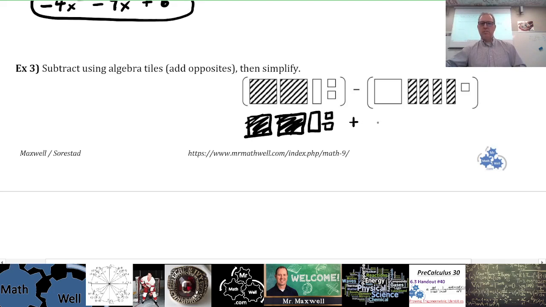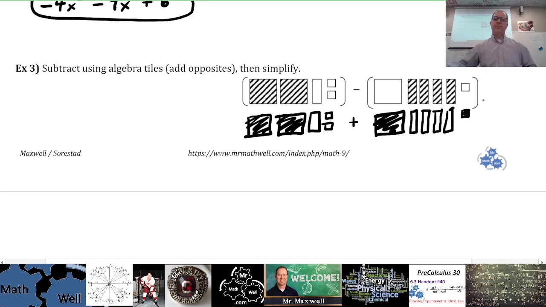And I'm going to change this to a plus, and I'm going to add a negative x squared tile. I'm going to add a positive x, and a positive x, a positive x, and a positive x, and then a negative one unit tile. So when I collect these, the x squared terms, I have 3 negatives, so I have negative 3x squared. I have 1, 2, 3, 4, 5 x's.